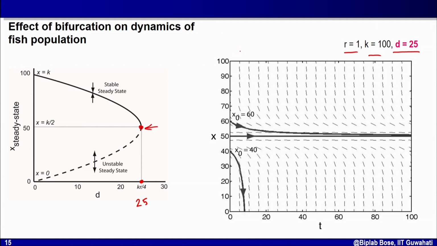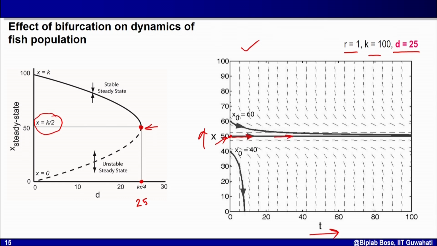So if I draw the direction field here with t in the horizontal axis, x in the vertical axis, here I have the steady state. The direction field is telling this is the steady state, and obviously the bifurcation plot also tells me the steady state will be at k by 2, so that is 50. So if I start with 50 fishes at the beginning at t equal to 0, I will stay at that steady state. I will always have 50 fish in my tank.